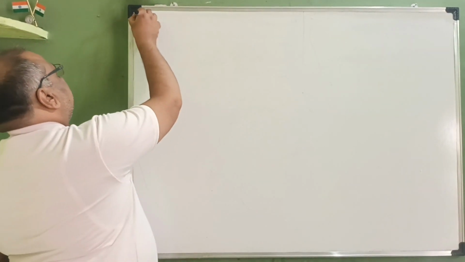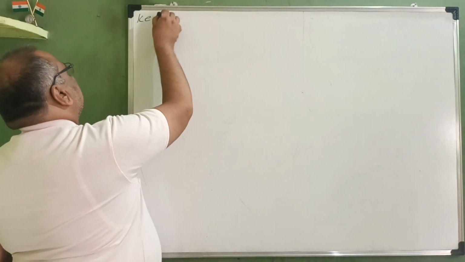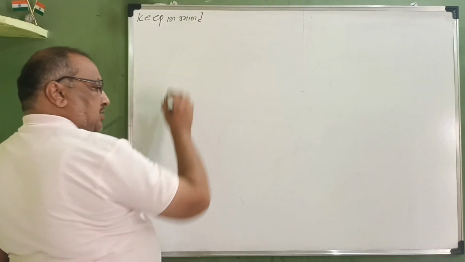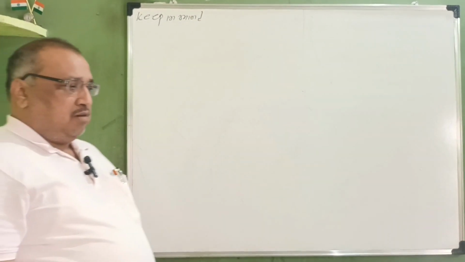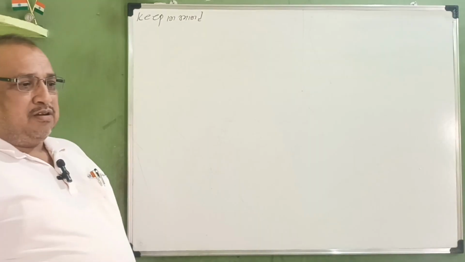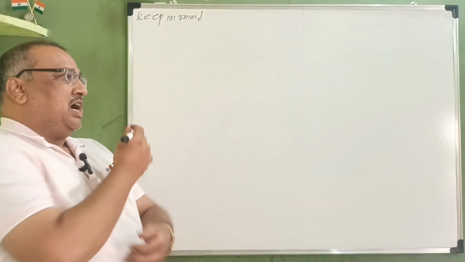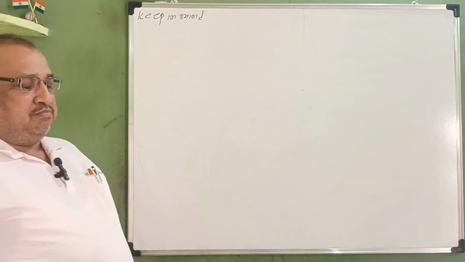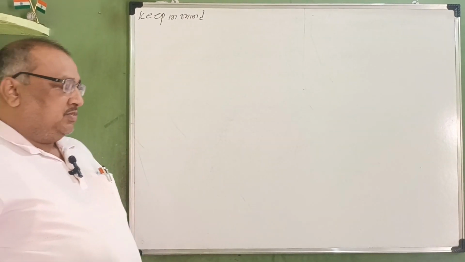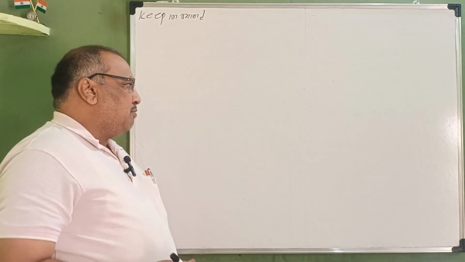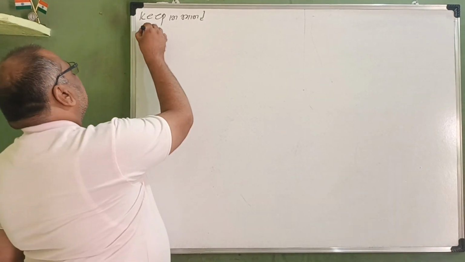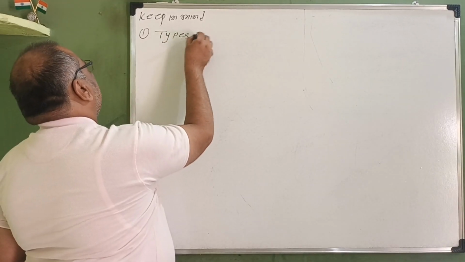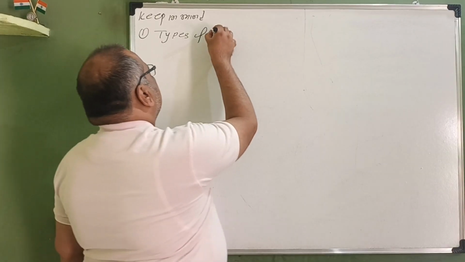Now, keep in mind the most important points regarding the nomenclature of organic compounds, that is the IUPAC system, which is also called the Geneva system, that is International Union of Pure and Applied Chemistry. Here write down types of alkanes.